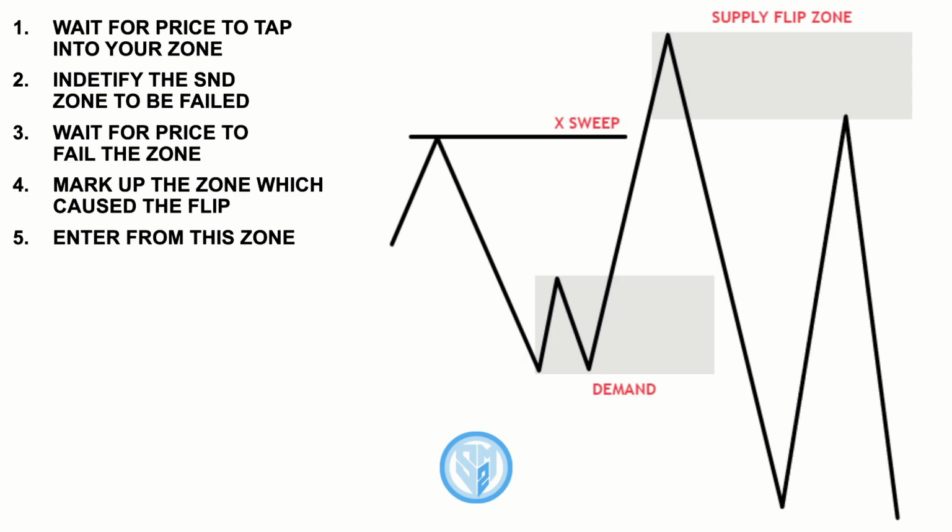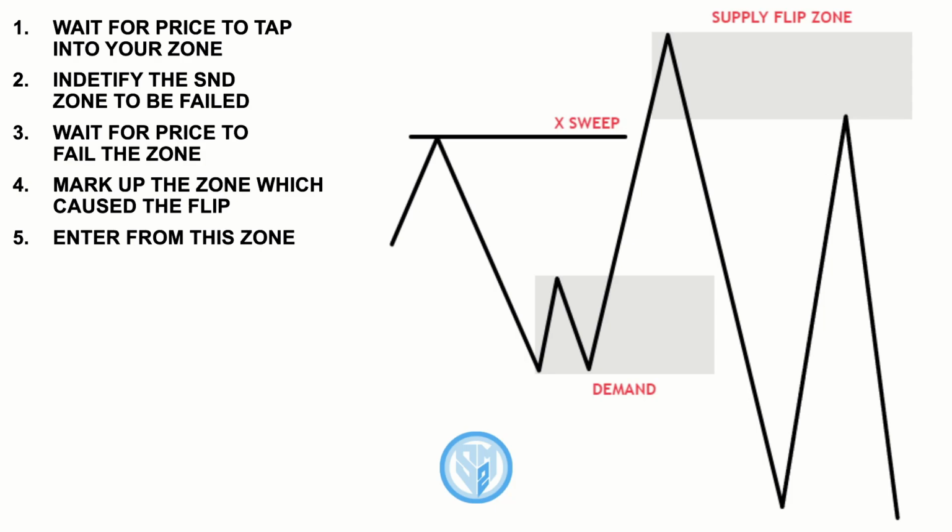This is a very simple thing. All you need to do is wait for price to actually just tap into the zone and start to give you some sort of reaction. Now, once price has actually tapped in and has started to move after going into your higher time frame zone, the first thing you need to do is identify the supply or demand zone which needs to be failed.